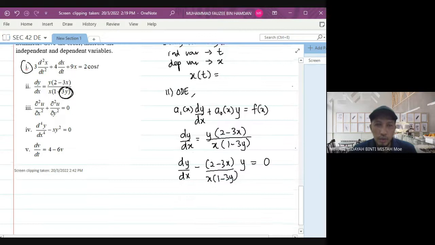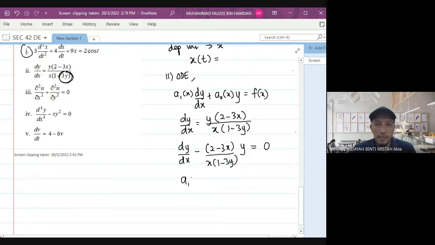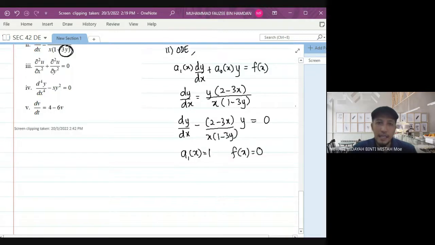If you look here, what is a1(x)? 1. Okay, very good. What is f(x)? 0. Very good. 0 is also a function in terms of x only, a polynomial of power 0. Now look here.